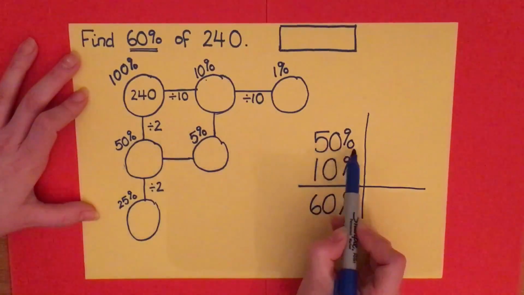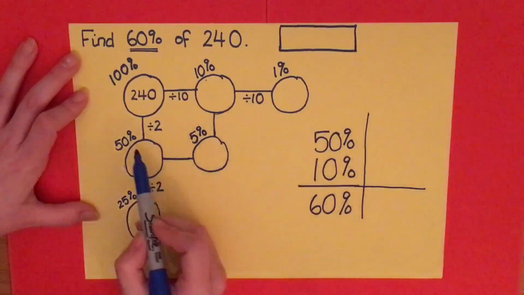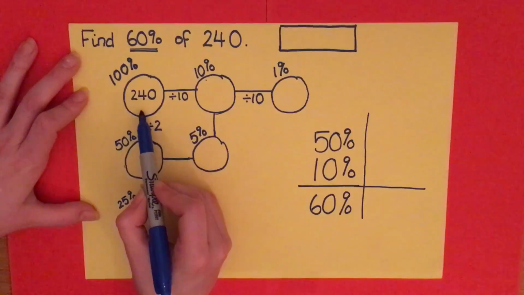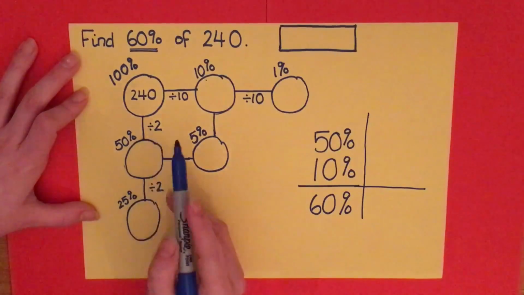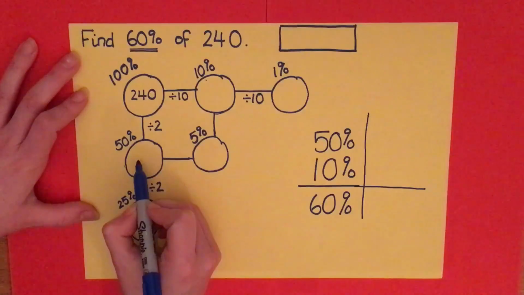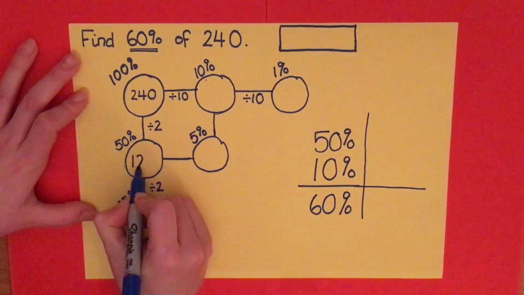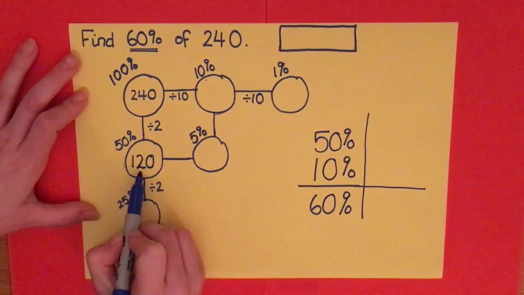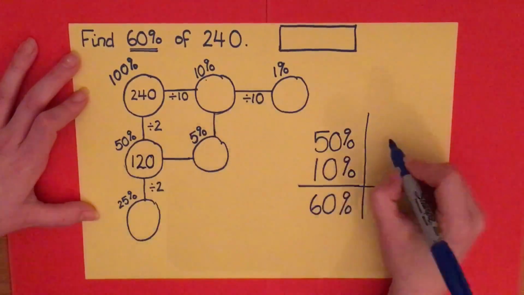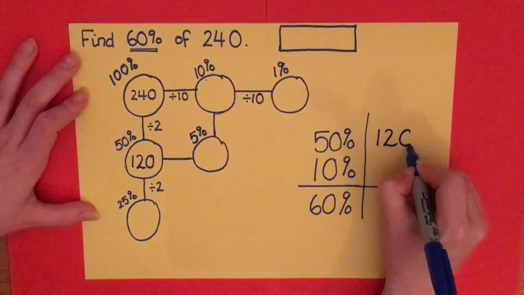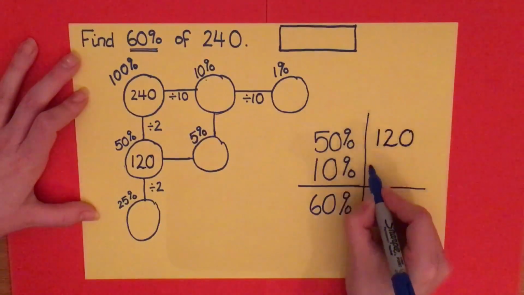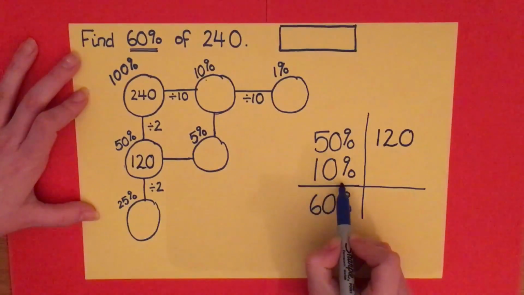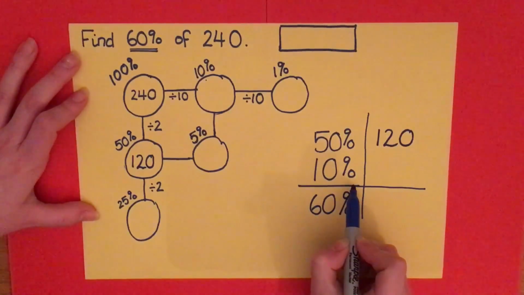So we need to find out what number is in the 50% bubble. So 240 is my whole, my 100%. If I go down and halve it, I know that in this bubble, it's going to be 120. So the 50% bubble is 120. I'm going to put that next to my 50% over here, because this column here is going to be your answer. Okay? I now need to find out what the 10% bubble is worth.